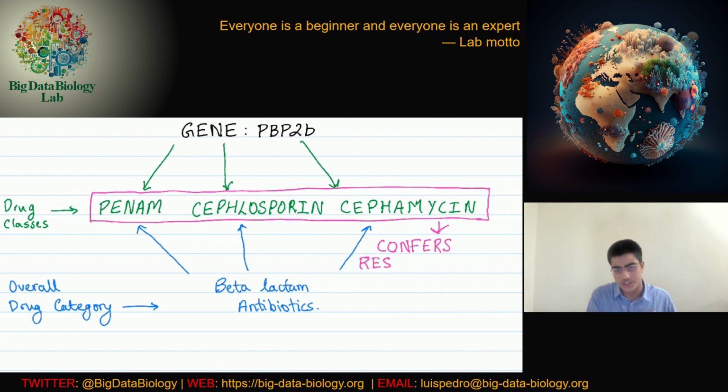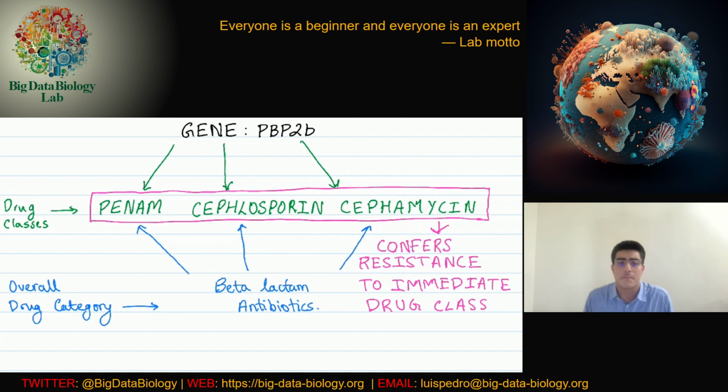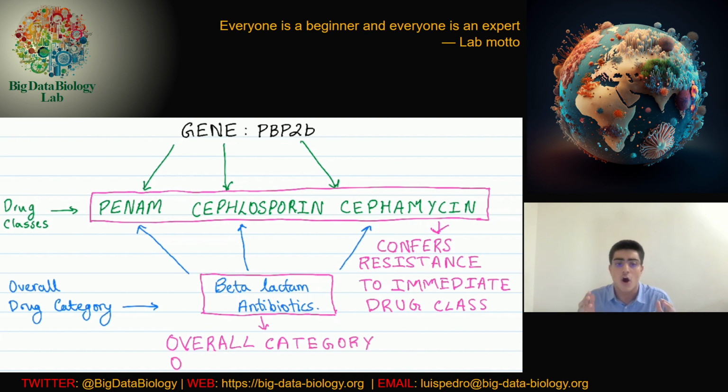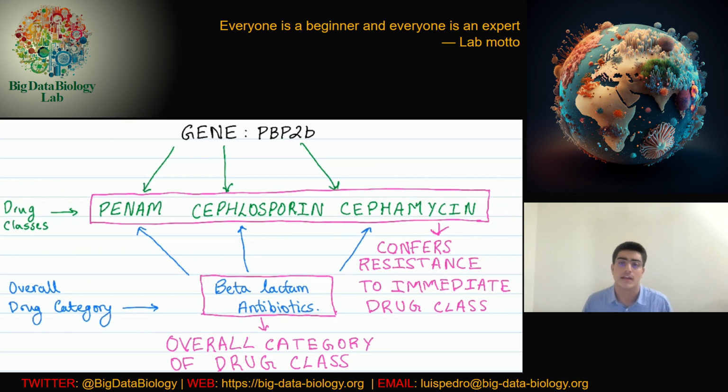The confers resistance to immediate drug class column will contain entries with all the drug classes that a gene provides resistance to. So that would be penam, cephalosporin, and cefamycin in the previous example with their corresponding ARO numbers. The overall category of drug class column will contain entries of the broader categories of the drug classes in the confers resistance to immediate drug class column. So that would be beta lactam in the previous example with its corresponding ARO number.